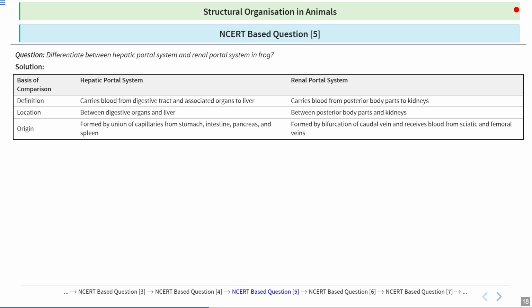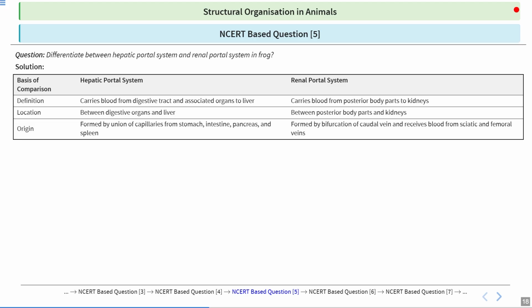Location. Where is the hepatic portal system located? It is located between the digestive organ and the liver, right? Because from the digestive organ only, the veins are emerging out and join to the liver. Renal portal system location, right? They are located between the posterior body parts and the kidney.